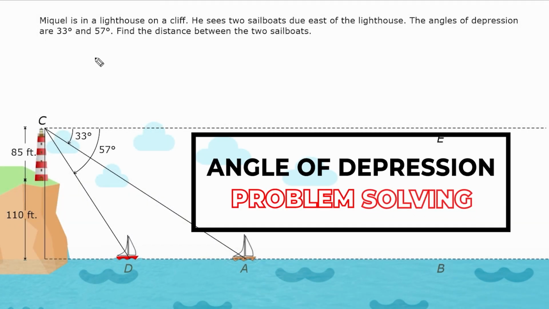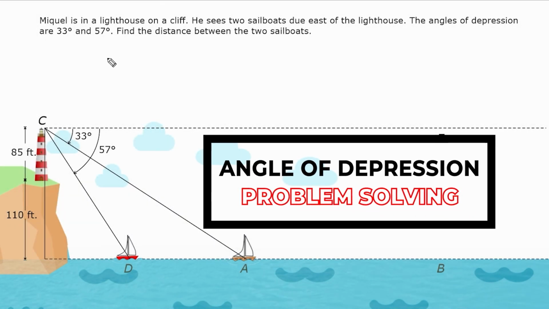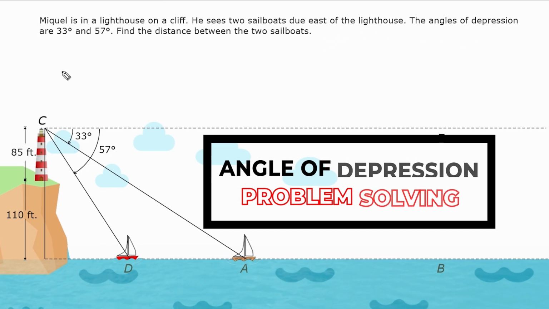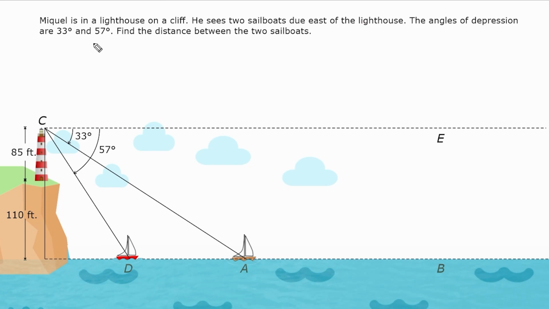All right, so this problem reads that Miguel is in a lighthouse on a cliff. He sees two sailboats due east of the lighthouse. The angles of depression are 33 degrees and 57 degrees. And we have to find the distance between the two sailboats.